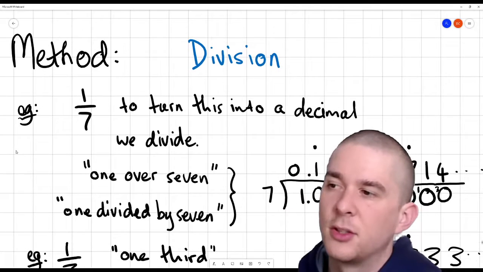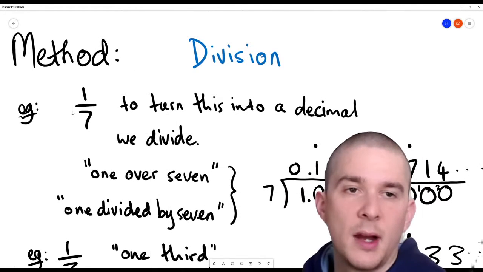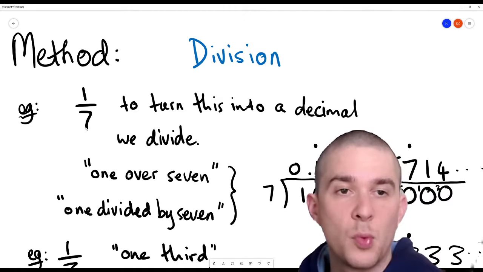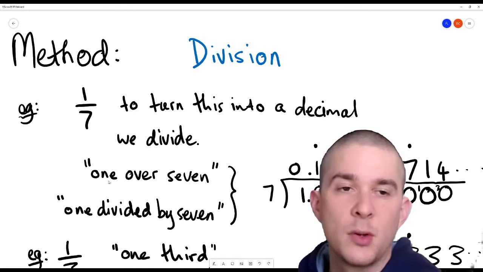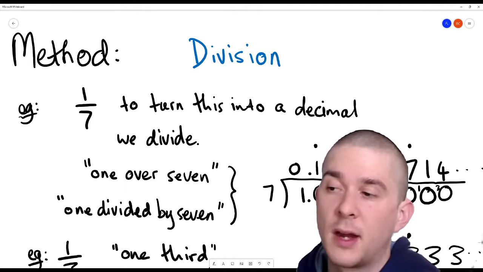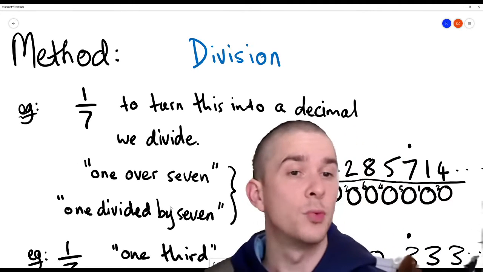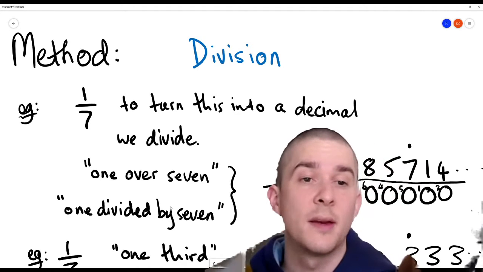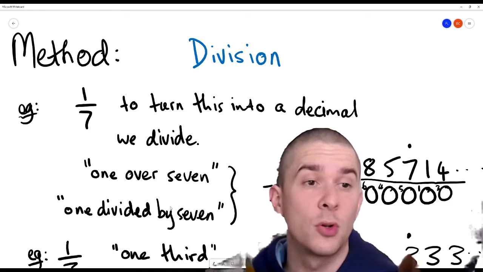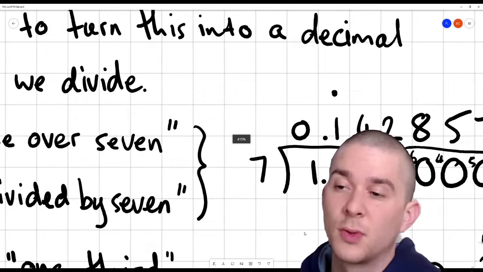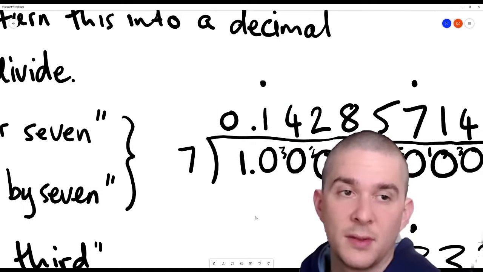1/7. To turn this into a decimal, we divide. So we want to look really quickly at how we say this. This can be 1/7. We can also say 1/7. Or we can also call this 1 divided by 7. And if someone asks you what is 1 divided by 7, you can give 1/7 as an answer, and that is correct. Unless they ask for it in the decimal form, in which case what we're going to do is divide 1 by 7.